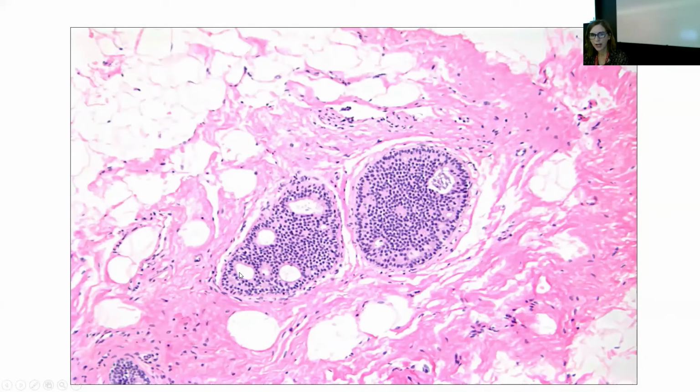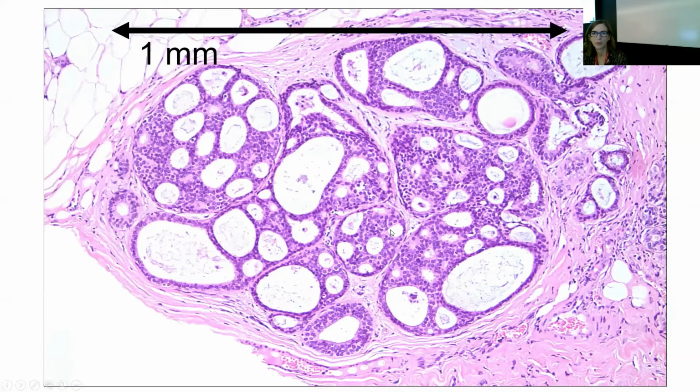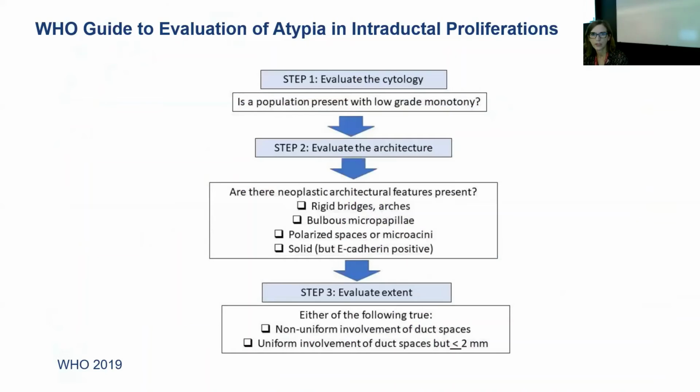So here are some borderline lesions. We have two spaces here. By definition, one could call it low-grade DCIS, but it's so tiny, so limited, that I would call this atypical ductal hyperplasia. Here, multiple spaces, but very limited in extent. Again, a diagnosis of atypical ductal hyperplasia is more appropriate.